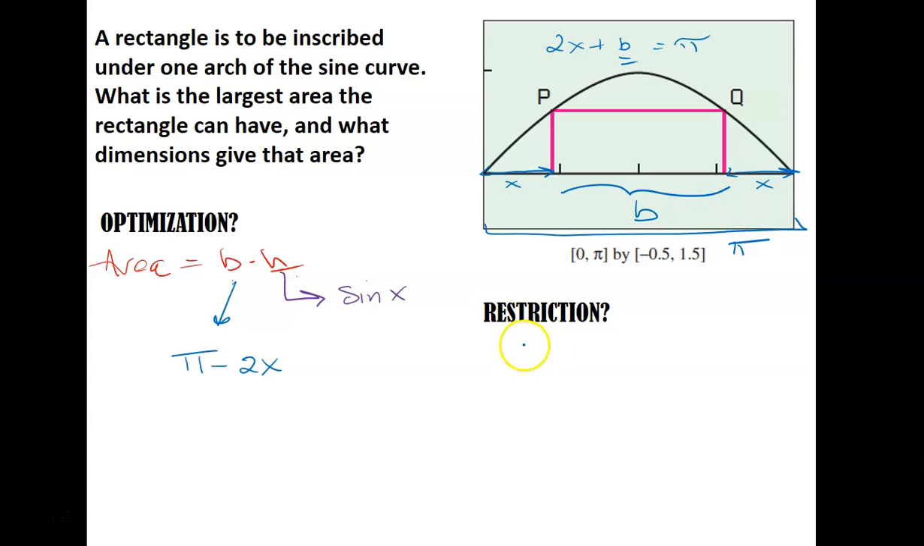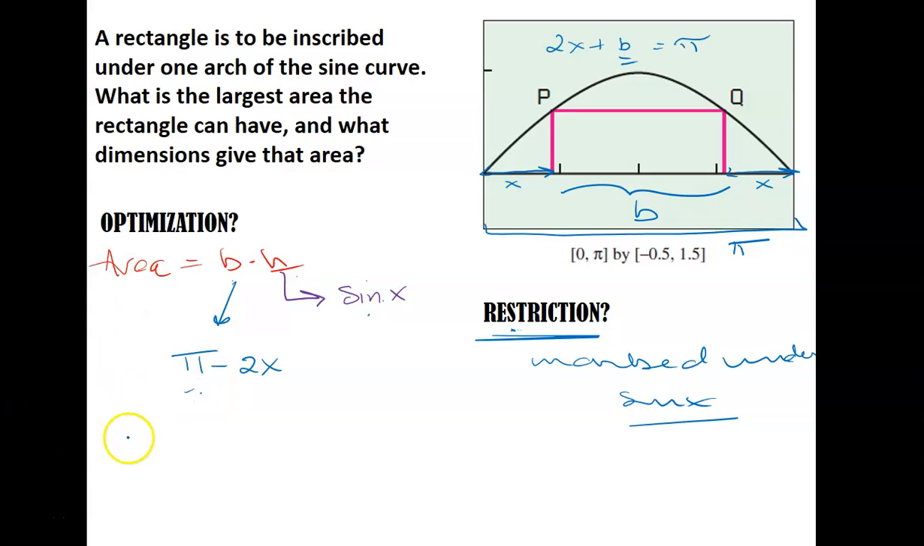Now look, restriction. The restriction is that it was inscribed under sine x. So it's not that we had to write a separate equation for the restriction. We kind of handled it already, right? When we defined our base and our height, we used that fact in order to create both of these.